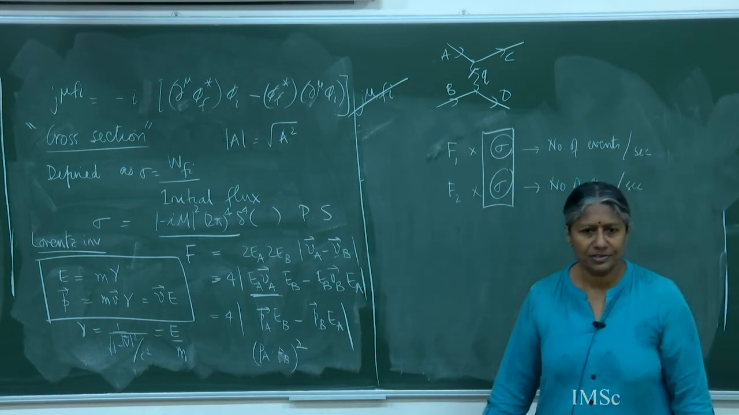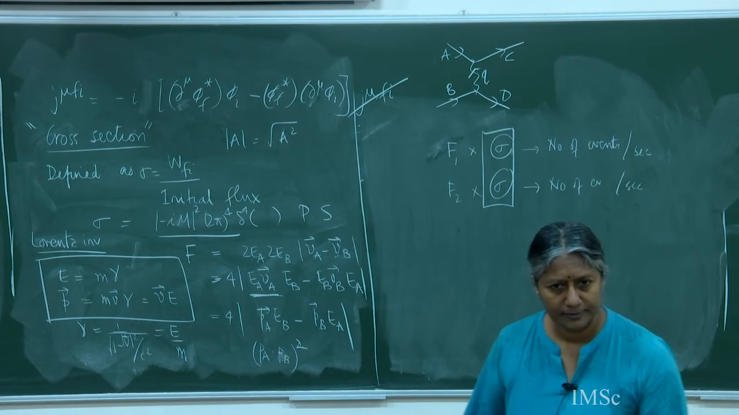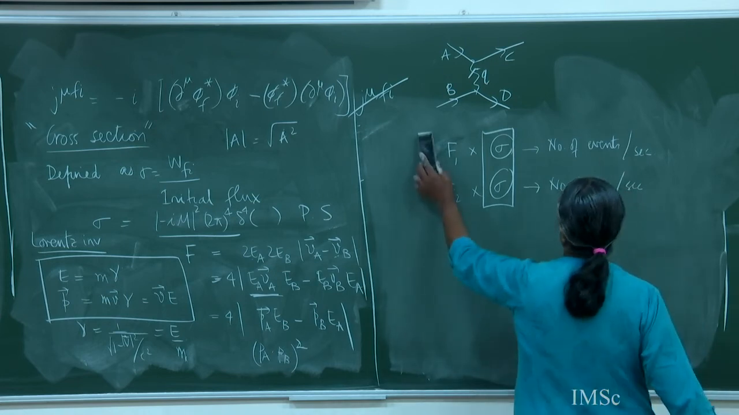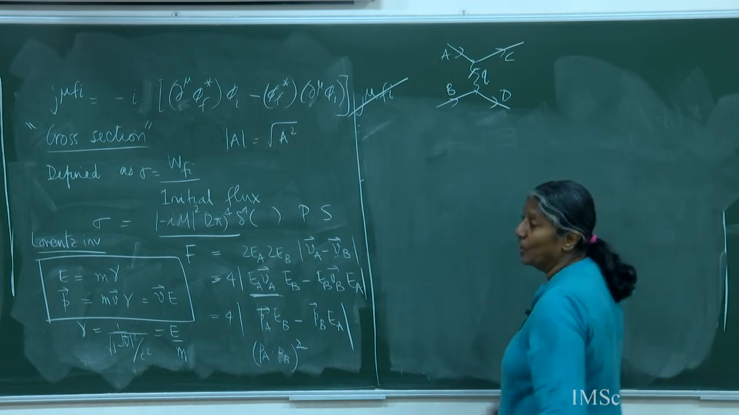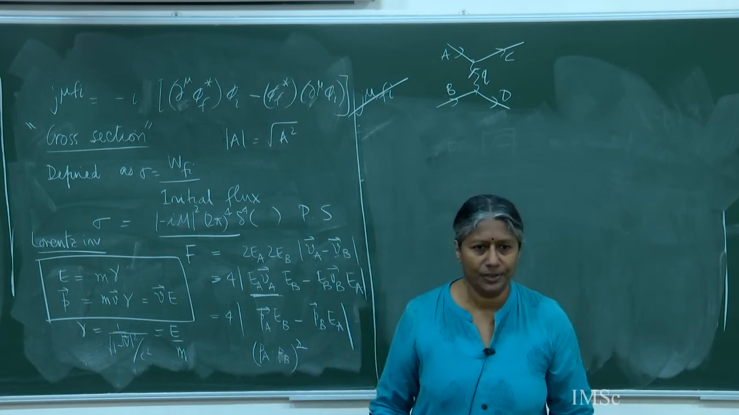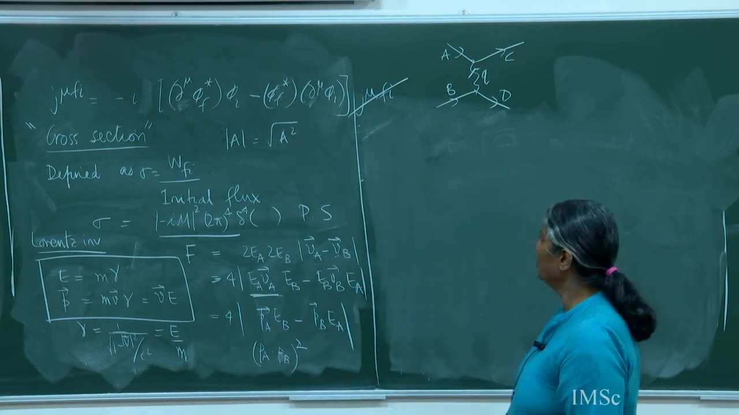Does this answer your question, Weber? Yes, ma'am. Okay, now I got it. Okay, fine. So that is why for theorists cross section is the key quantity. This is what we are always going to be calculating.